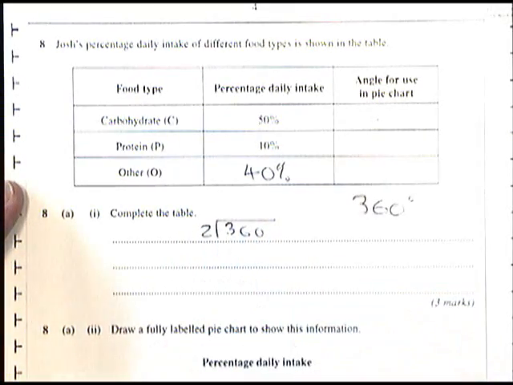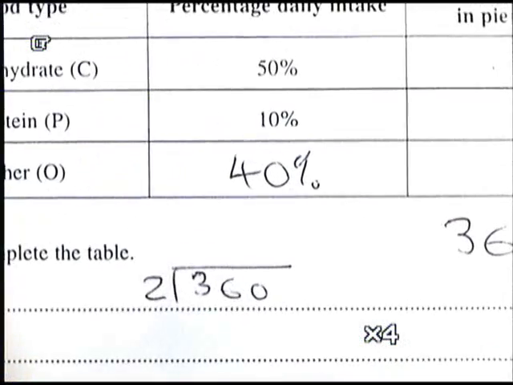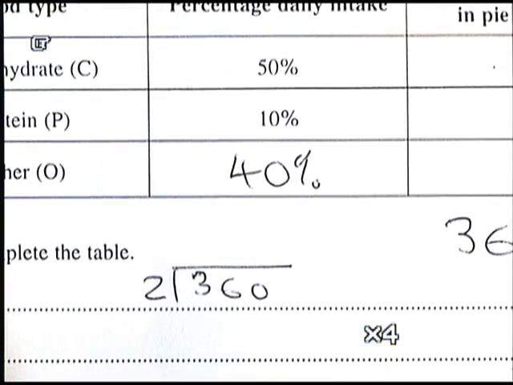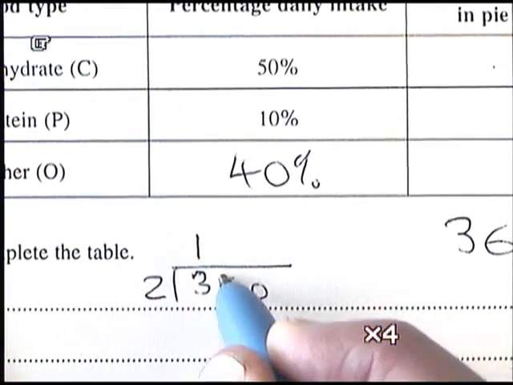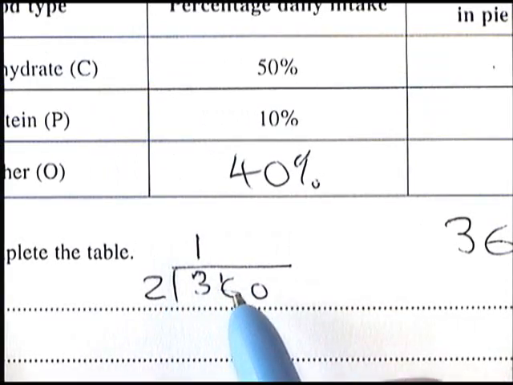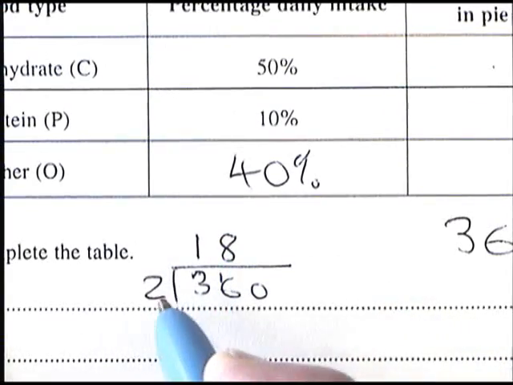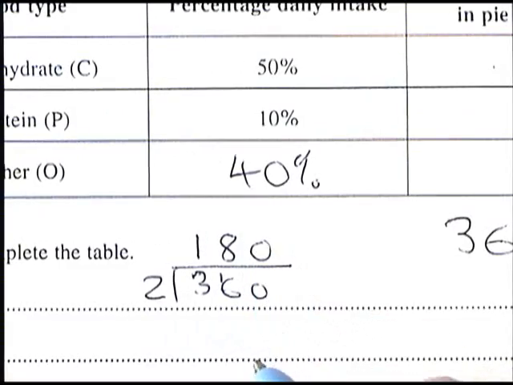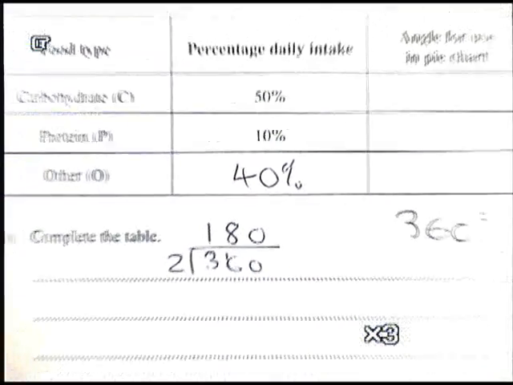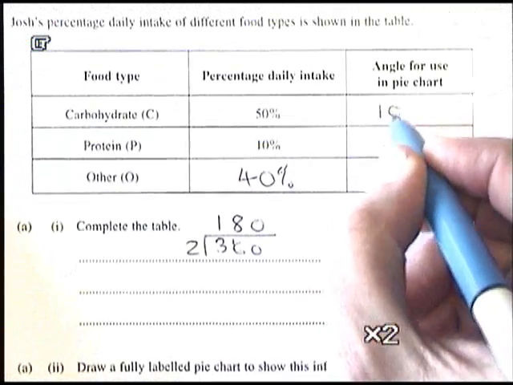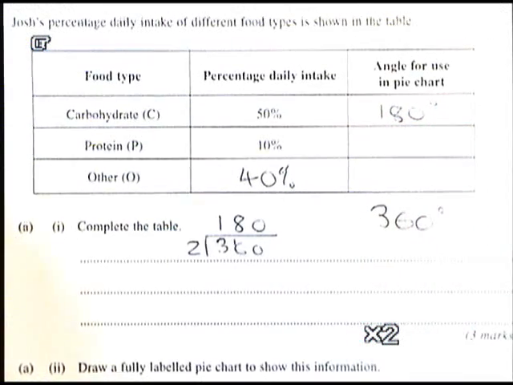It's a non-calculator paper, and if you can't do the sum in your head, you can do the sum. 2 into 3 goes once, remainder 1. 2 into 16 goes 8 times, 2 into nothing, nothing. So it's 180 degrees. That is the number that goes up here.